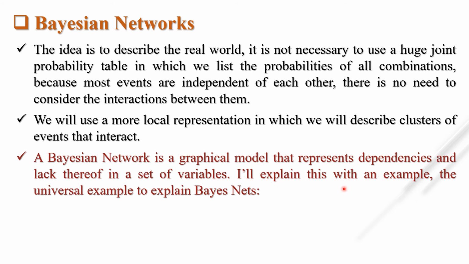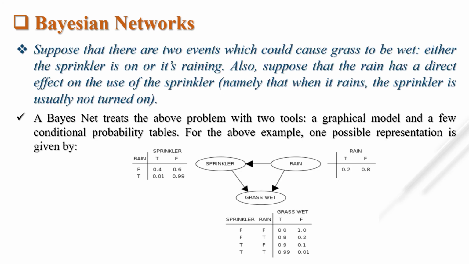I will explain this with an example, the universal example to explain the Bayes net. Let's see. Suppose we are taking one example that is universal. Suppose that there are two events which could cause grass to be wet. Either the sprinkler is on. Sprinkler means the mechanism from which we spread water in the garden.